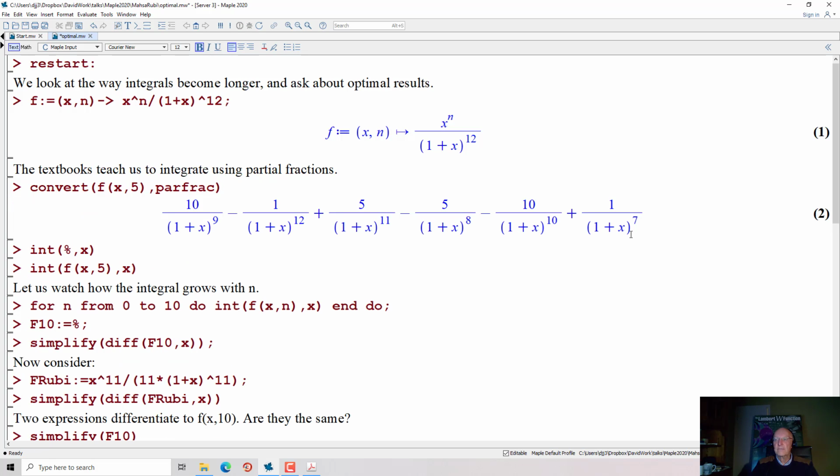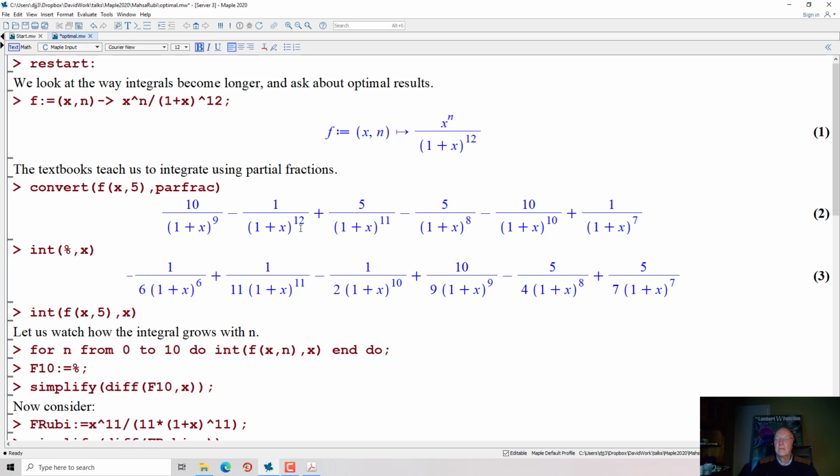And there it is. The terms are not sorted by powers, but that's how Maple is. You notice that each term in the partial fraction decomposition is in a very simple form. None of them has an x in the numerator. So when I integrate this, I can integrate it term by term very easily. And there is the integral.